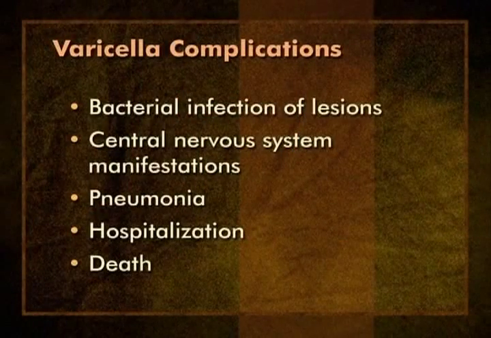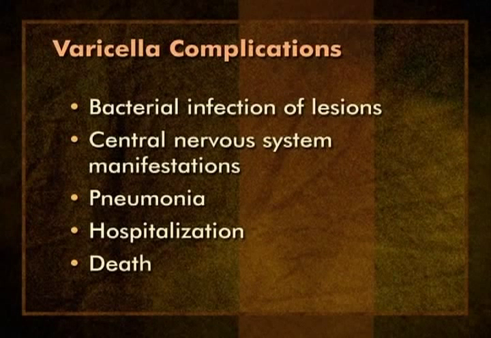Varicella is generally not a serious illness in healthy children, but may result in complications. The most common complications are bacterial infection of lesions. This complication can be very severe or fatal, particularly if group A streptococcus is involved. Central nervous system manifestations, such as cerebellar ataxia and encephalitis, are not common, occurring in 1 in 4,000 and 1 in 100,000 cases, respectively. Pneumonia may occur after varicella among adults or children. Hospitalization occurs in 3 to 4 per 1,000 cases.